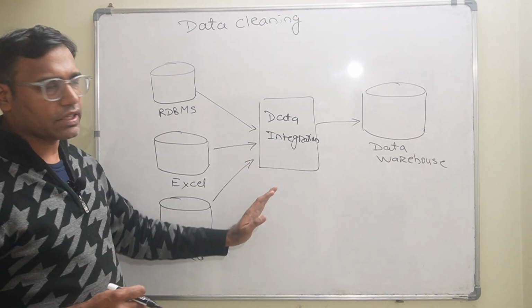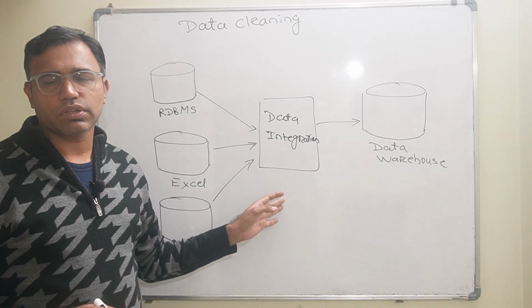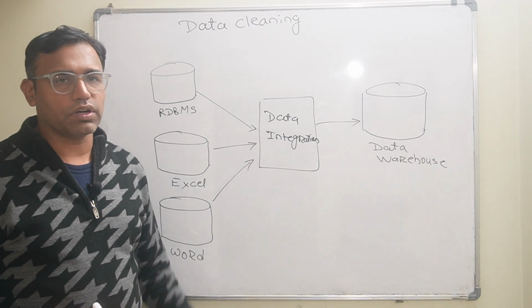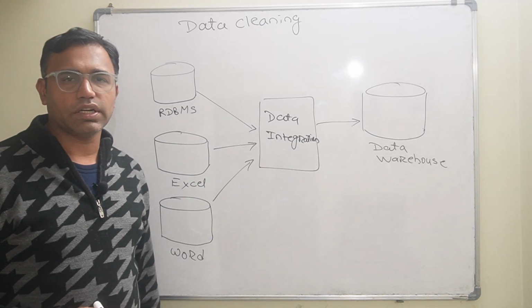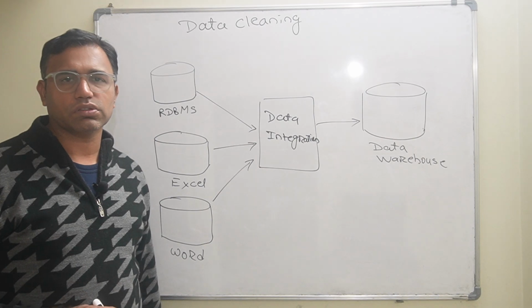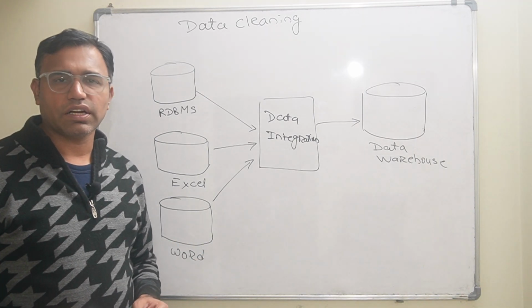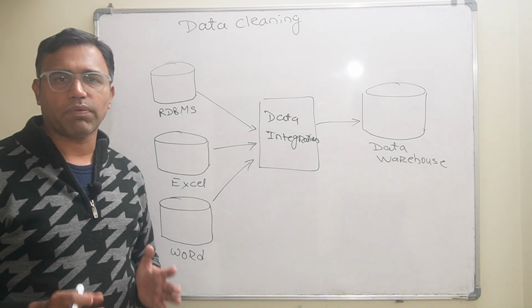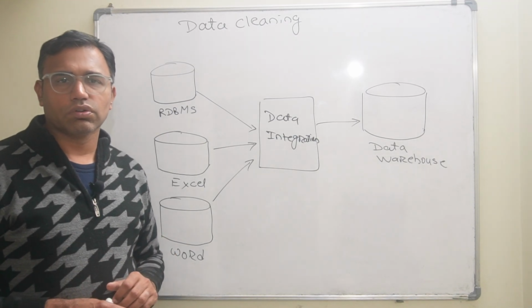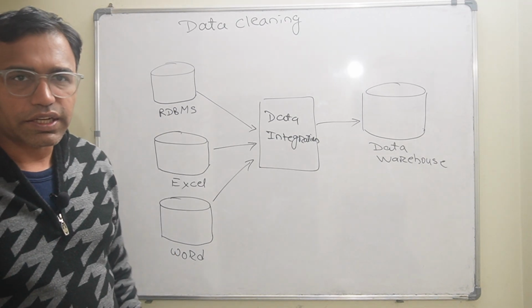But that data is not acceptable. We cannot load that type of data into the data warehouse. So we have to clean the data. Now what we have to do? First of all, we have to identify duplicate data. If there is redundant data, we have to remove it. We have to apply some convention. So let us see the data cleaning.